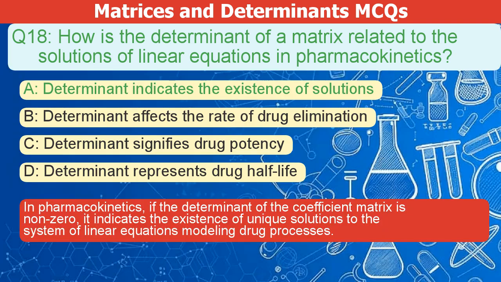The correct answer is A. In pharmacokinetics, if the determinant of the coefficient matrix is non-zero, it indicates unique solutions for the system of linear equations modeling drug processes.